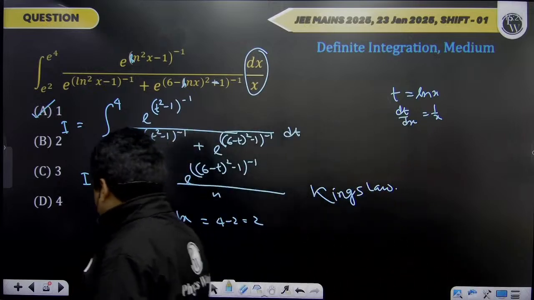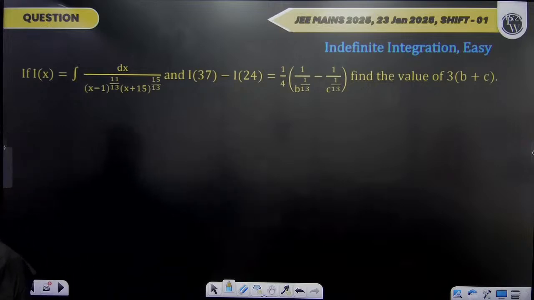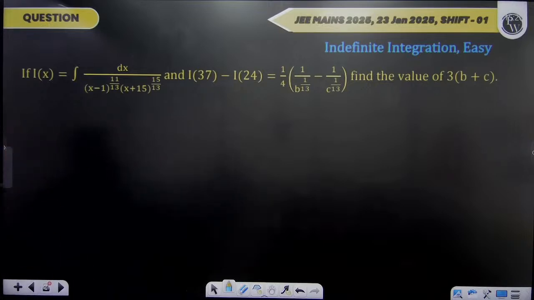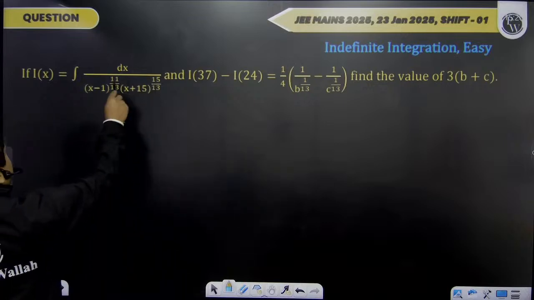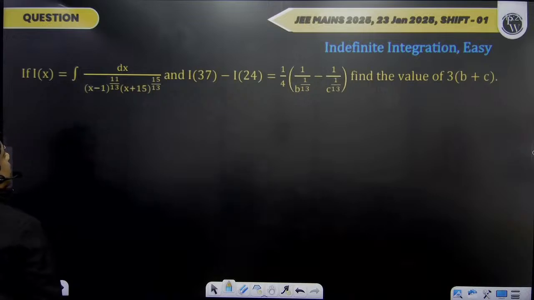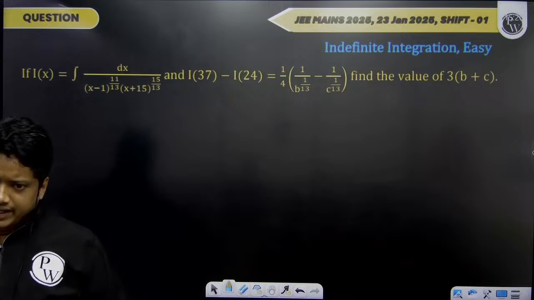Alright, so next question. Next question is what? This is also a common question from integration. So you see that the sum of these powers is what? 11 by 13 and 15 by 13, it is 2, and it's a famous question from integration.